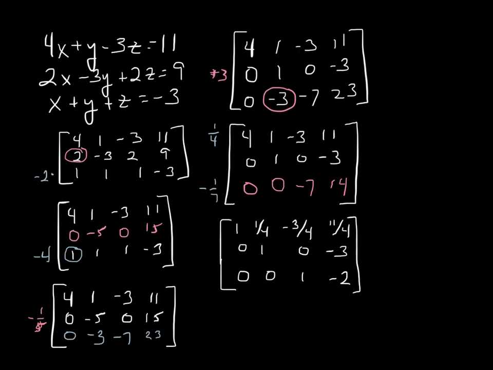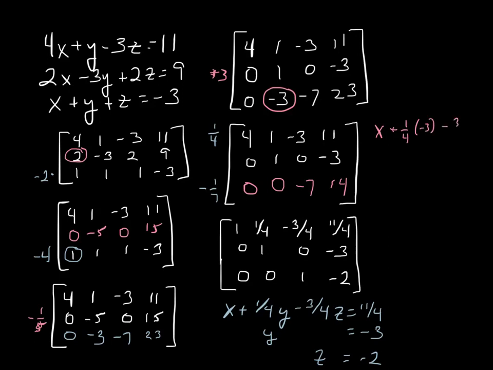Now our matrix is in row echelon form, so we go back to our equations. This is x plus 1/4 y minus 3/4 z equals 11/4. Then y equals negative 3, and z equals negative 2. So this is kind of nice because we already know what y and z are. So let's solve for x. We're going to have x plus 1/4 of negative 3 minus 3/4 of negative 2 should be equal to 11/4.